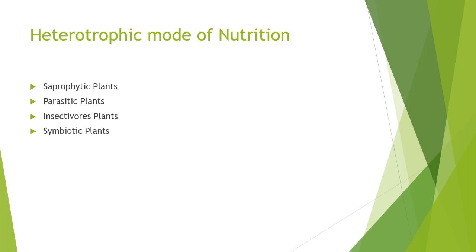Previously we have learned about the autotrophic and heterotrophic modes of nutrition. Now I'm going to tell you about the different kinds of plants which use the heterotrophic mode of nutrition in this slide. Now the first one is saprophytic plants, second is parasitic plants, third is insectivorous plants, and the fourth is symbiotic plants. We are going to learn about each and every kind of plant in depth in the later slides.